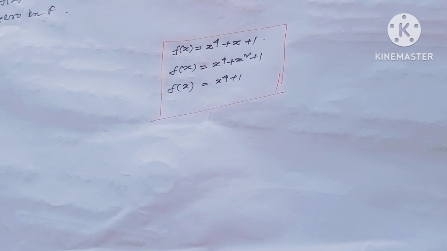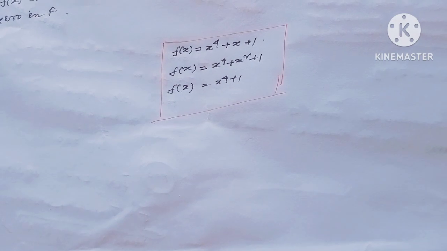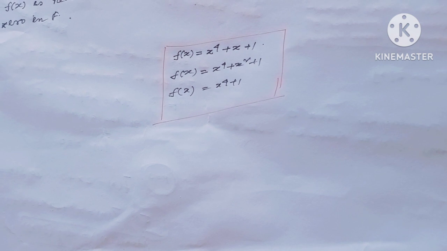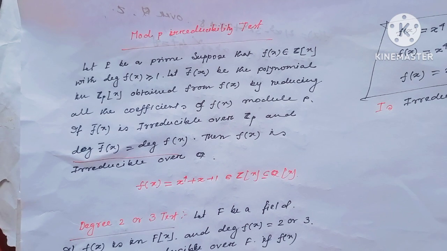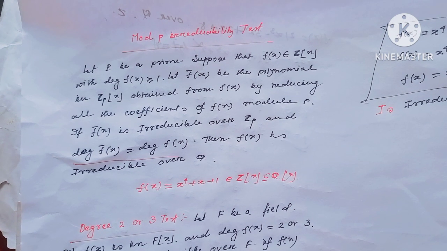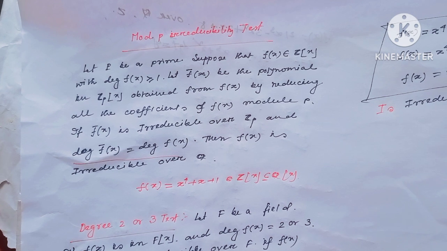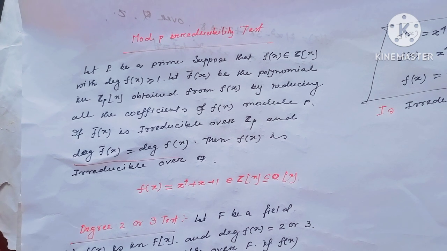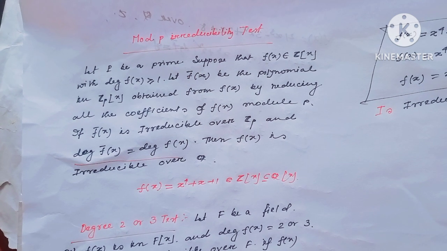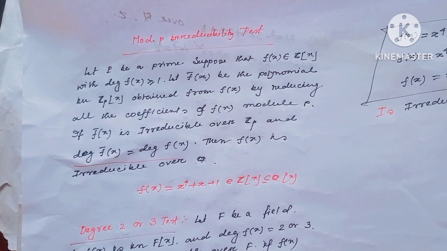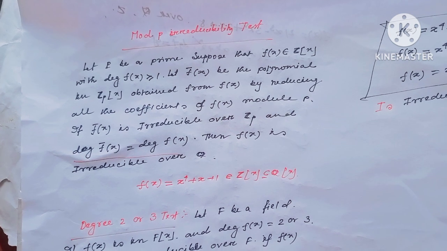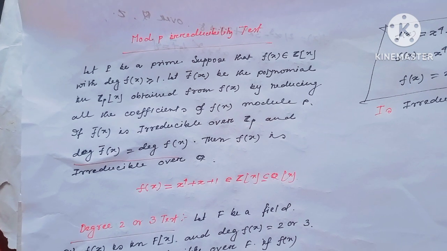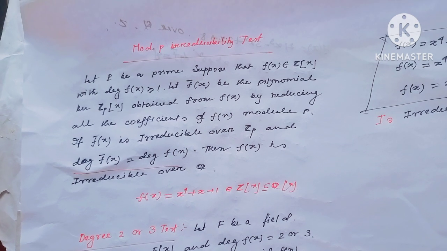Today I will first see whether these polynomials are reducible or irreducible. For this, we all know, in my previous video I have seen the mod p irreducible test. What is the mod p irreducible test? Let p be a prime number, and suppose f(x) in Z[x] with degree of f(x) greater than or equal to 1, and let f bar(x) be the polynomial in Zp[x] obtained from f(x) by reducing all the coefficients of f(x) modulo p.